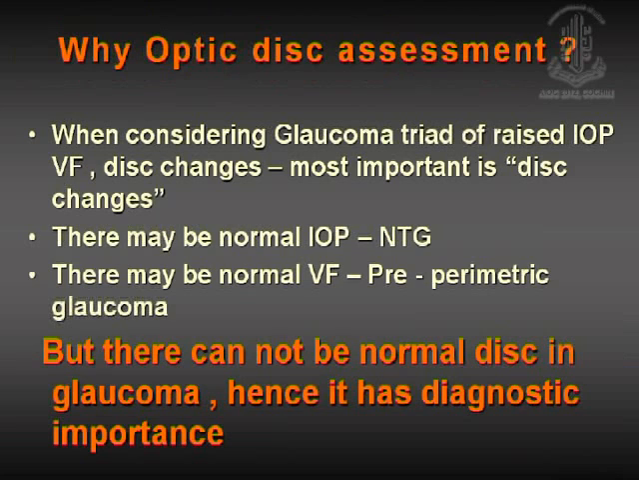When considering the glaucoma triad of raised intraocular pressure, visual fields, and disc changes, the most important is disc changes. There may be normal intraocular pressure, as you get in normal tension glaucoma, and there may be normal fields, as you get in pre-perimetric glaucoma, but there cannot be a normal disc in any glaucoma. Hence, it has a diagnostic importance.